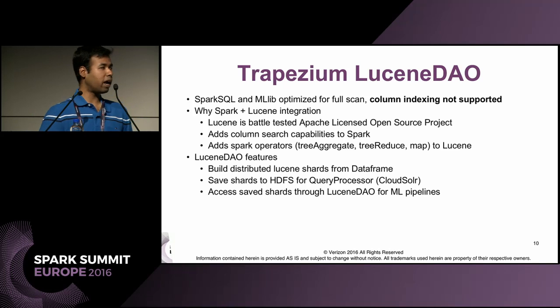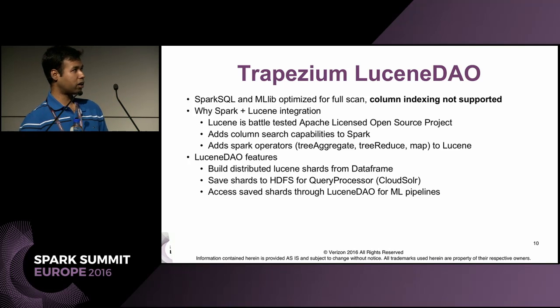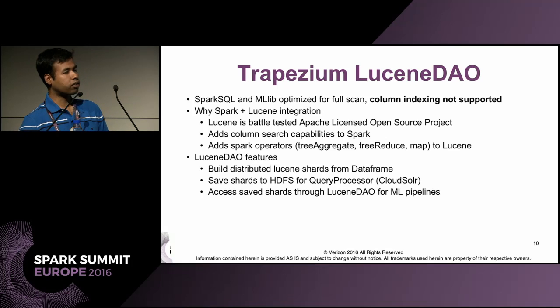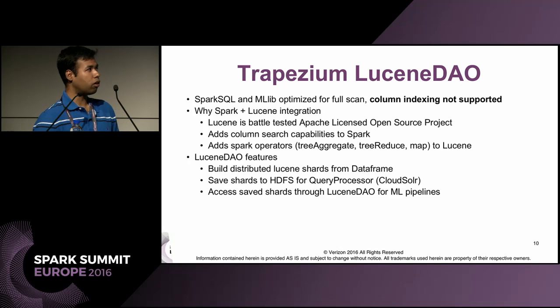Lucene we know is battle tested. It's much older than Spark, much more respected actually. And what we really wanted to bring from Lucene is to add the column search capabilities to Spark. And then what we wanted to put on top of Lucene, we wanted to put a distributed shim on top of Lucene and support the Spark operators that we all like, right? Tree aggregate, tree reduce, map, all of them come.